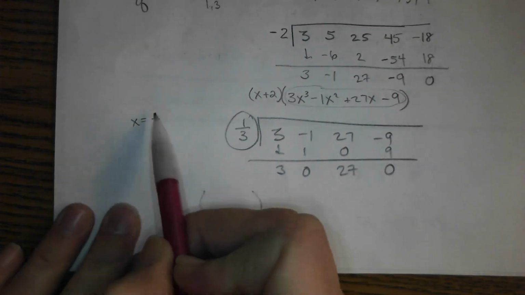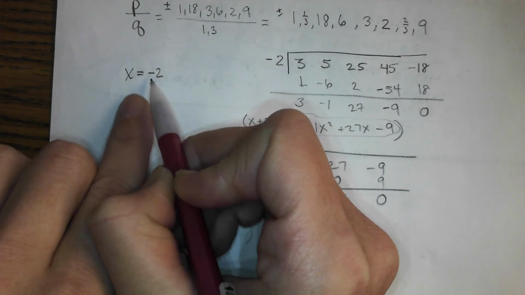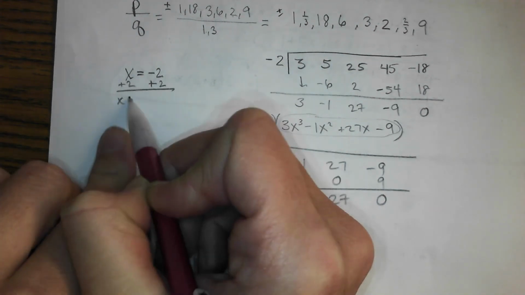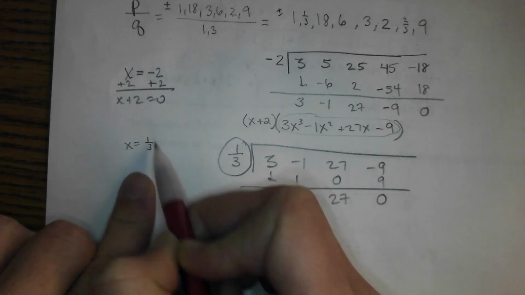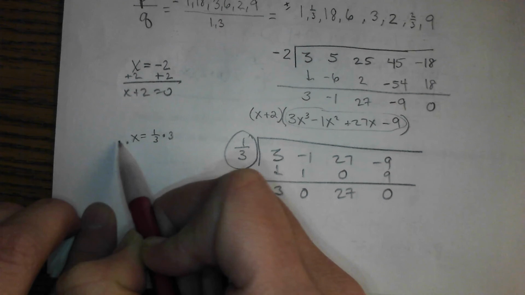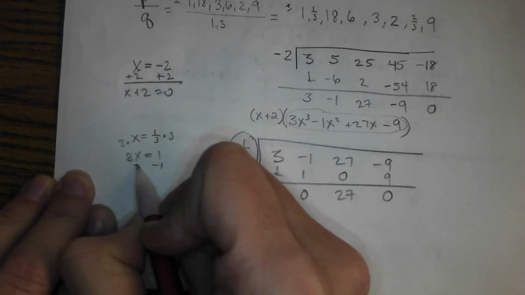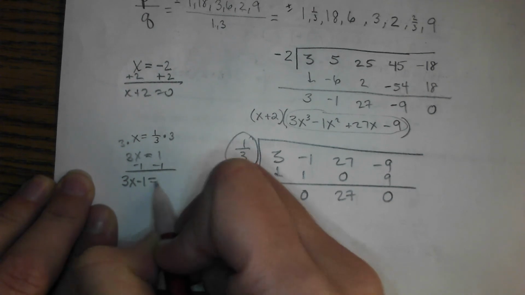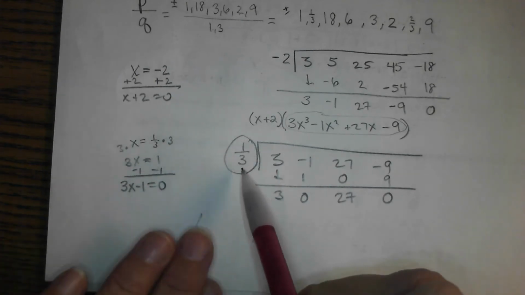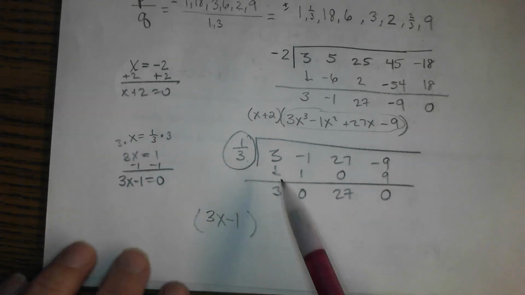If your root is a whole number, it's easy because technically you're going backwards from teeing it up. For something like this, going backwards from teeing it up, you would multiply that 3 over first, and you'd get 3x equals 1. And then you would subtract the 1 over, and you'd get 3x minus 1 equals 0. So if you do have a fractional root, make sure you know how to turn it into a factor.